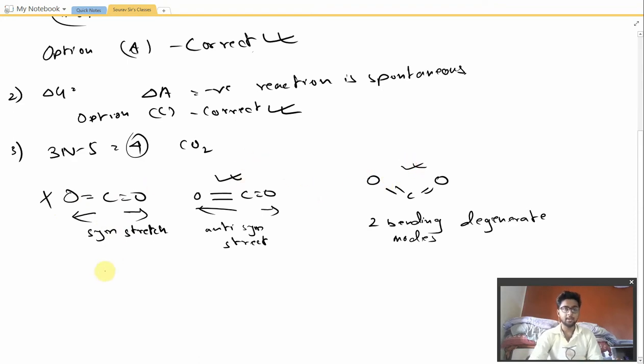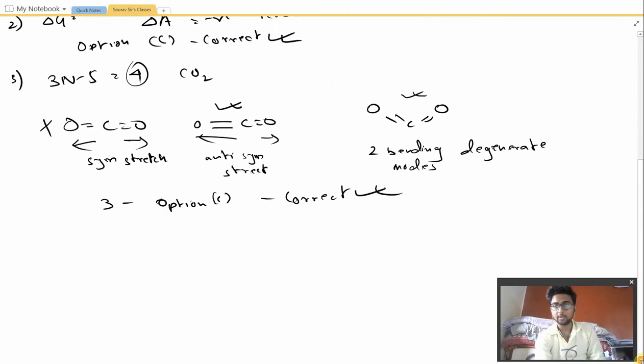spectroscopy. So here three modes are detectable by IR spectroscopy, and therefore 3 is the correct answer. In the options you can see option C says 3, and option C is therefore the correct one. Moving on to the next question.